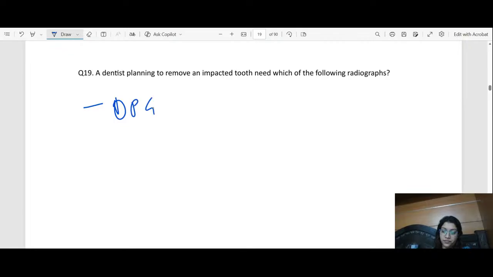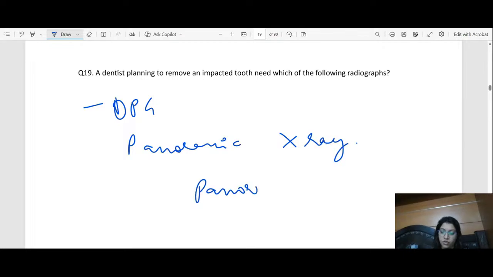So we usually need an OPG, panoramic X-ray, or Panorex, which gives a complete picture of the jaw and the teeth, including the alignment of the teeth with the sinus, nerve canals, and it can be used to plan the treatment of impacted wisdom teeth, jaw problems, and dental implants.